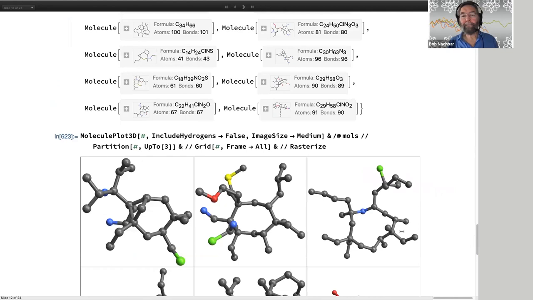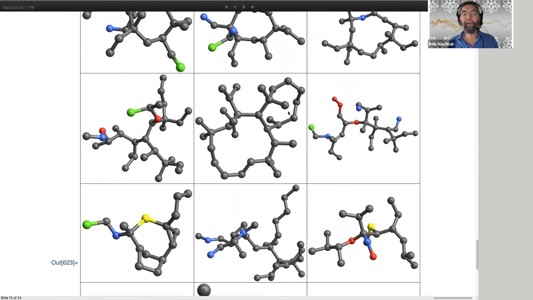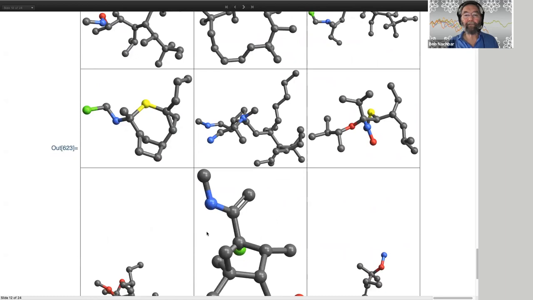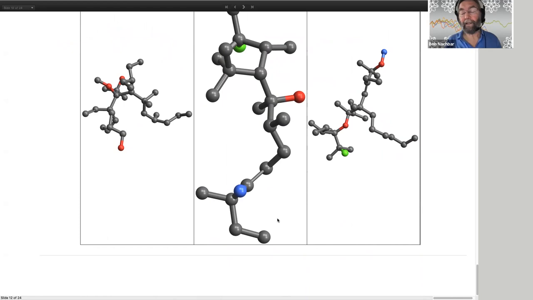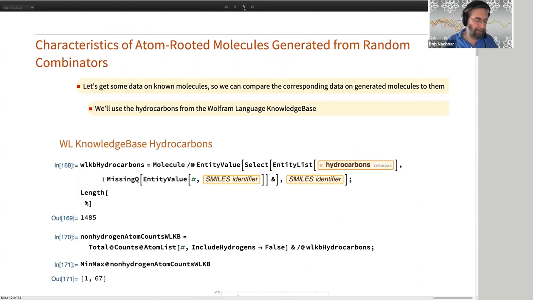So we've got some big rings. We've got two rings together in the single molecule and so on, a good variety of different types of atoms. We've got multiple bonds as well. So this method does seem like it will be a feasible way of generating chemical structures. So let's see how we do against the set of compounds that are available in Wolfram Language.